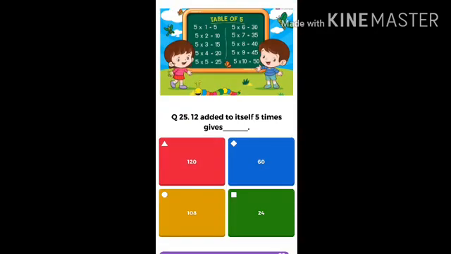12 added to itself 5 times gives dash. Again, it's repeated addition. 5 times 12 or 12 multiplied by 5 is equal to 60.